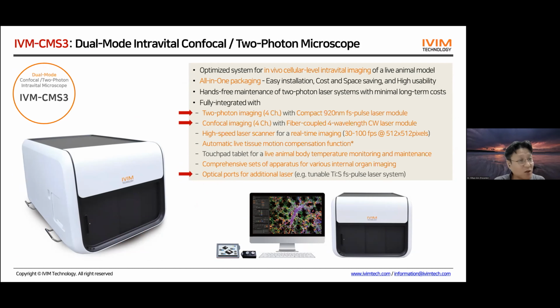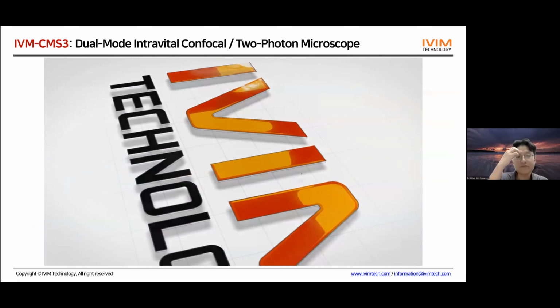It can do two-photon imaging with 4 different colors by using a compact femtosecond pulse laser integrated inside this box. At the same time, it can also do confocal imaging with 4 different colors by using a whole wavelengths confocal laser module. In addition, this box has additional optical ports on the back side to integrate additional laser systems, such as a more conventional tunable titanium sapphire femtosecond pulse laser system for two-photon imaging.